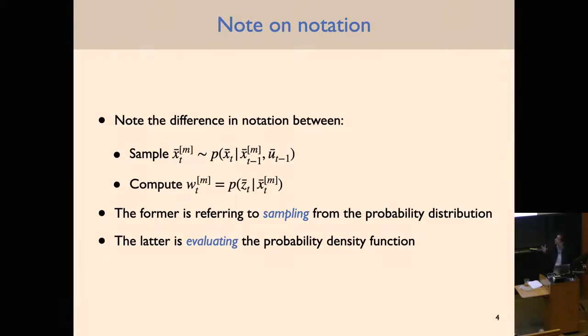The second thing is the computation of the W. What we're doing there is evaluating the density function of the sensor measurement model. So we're saying how likely is it that we received the sensor measurement z_t if the robot was in fact at state x_t^m. So these have different semantics. One is sampling from a distribution, the other is evaluating the probability density function. Questions on that? Okay. All right.